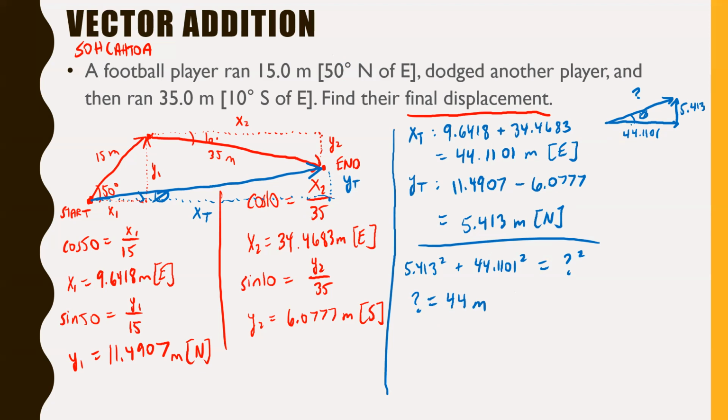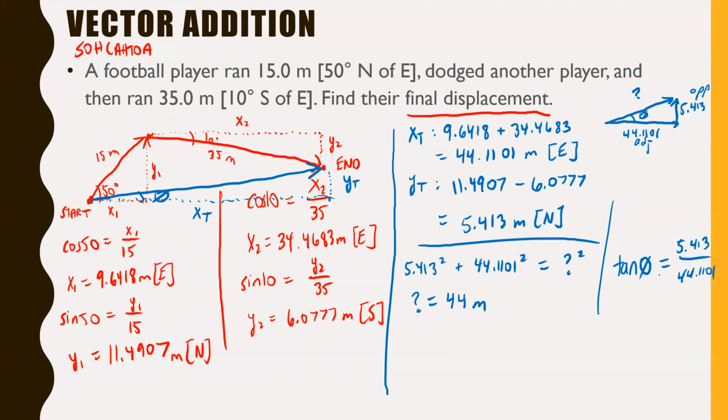Now we still need our angle. So our angle can come out of another kind of trigonometry here. I'll use the numbers that we had in the first place. So this is our opposite, and this is our adjacent. Opposite and adjacent means we can use tan to find that angle. So tan of that mystery angle right there is 5.413 over 44.1101.